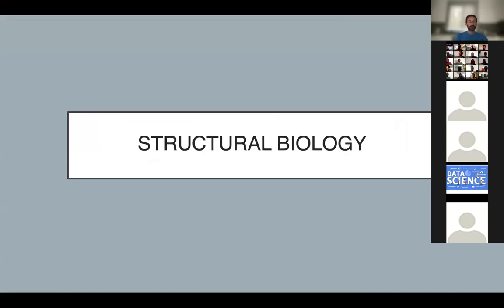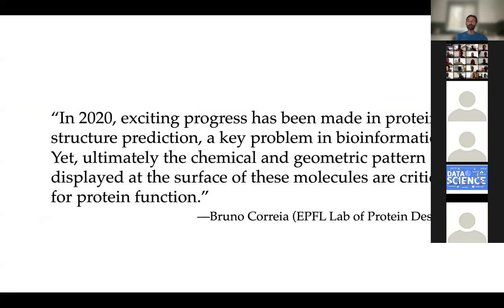So, the field of structural biology. Here again, I will quote one of the contributors to the blog post that I mentioned in the beginning, Bruno Correia, my colleague from EPFL. He's in charge of the lab doing protein design. He said actually two things: that in 2020, exciting progress has been made in protein structure prediction, which is a key problem in bioinformatics. And ultimately, the chemical and geometric patterns displayed at the surface of these molecules are critical for protein function. So two problems, structure and function.